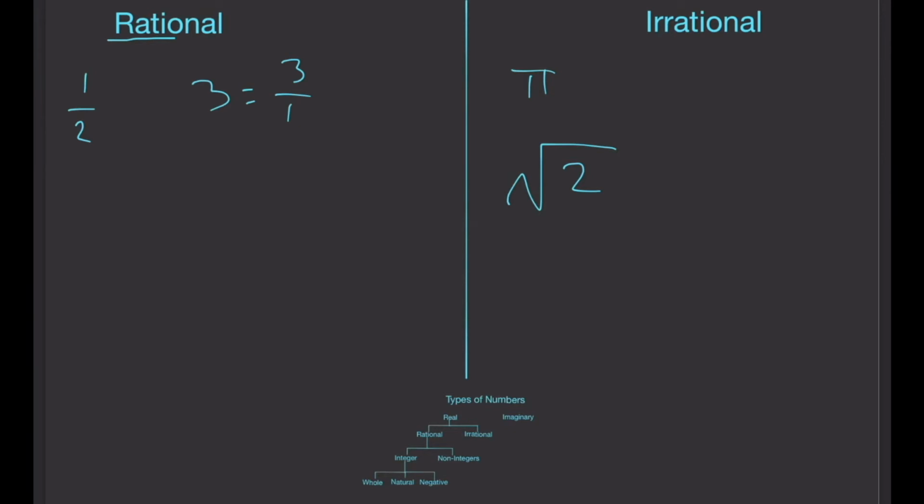However, on the other hand, if we had the square root of 4, this can actually be simplified down to 2. So therefore, this would be a rational number. However, this wouldn't be a rational number, but that would be an irrational number instead. So now let's have a look at rational numbers in a bit more detail and just understand what type of rational numbers we have, such as integers and non-integer numbers. So let's have a look at that now.